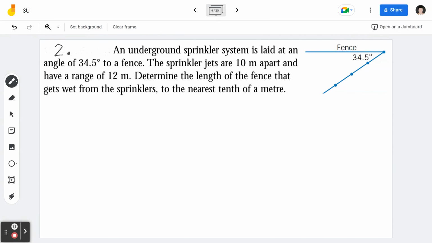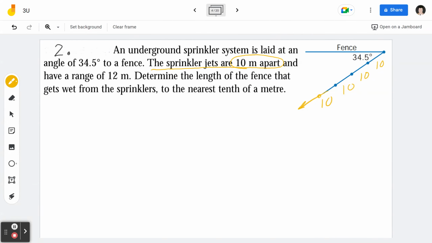Now, this is a question where you have to look at each possible case. So I'm going to highlight this for you. Right now, it says the sprinkler jets are 10 meters apart. So you go back to the diagram and you recognize all these points that I've given you. This is 10 meters. That's another 10 meters. That's another 10 meters. There's another 10 meters. Like if you kept going, it just continues like that.